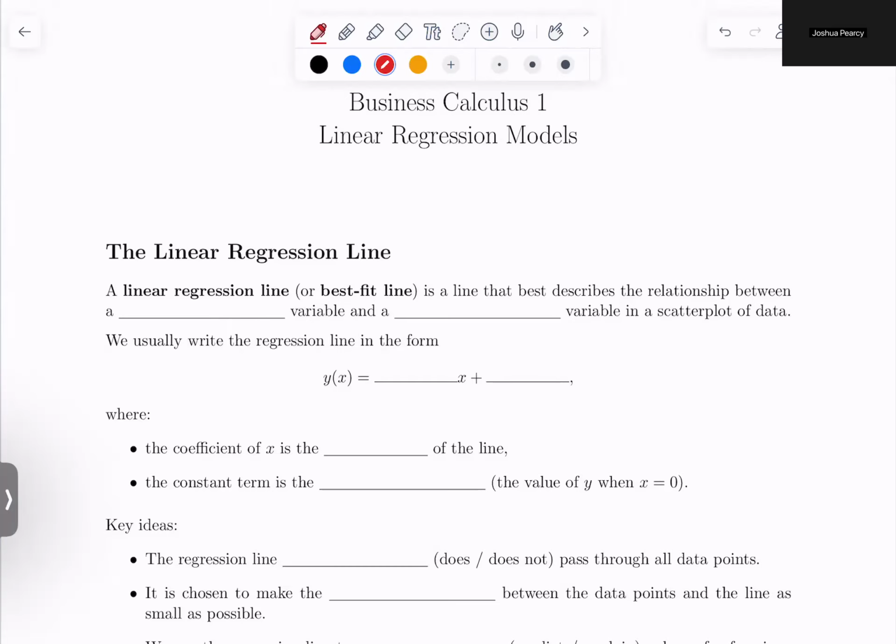I thought I would go ahead and record this video finally, now that I can actually talk a little bit, to go over the stuff we would have gone over in class on Thursday. So this section covers linear regression models. So let's just start from the top.